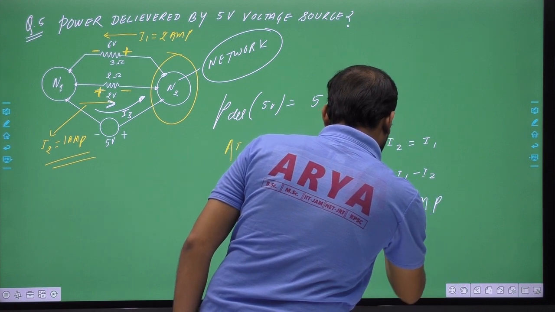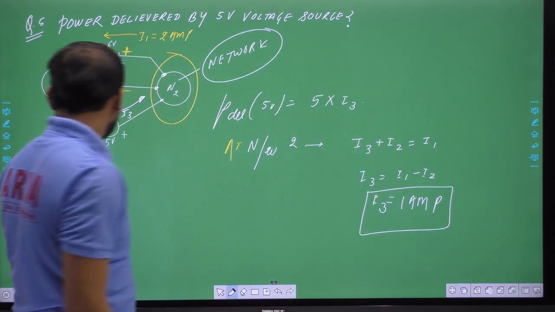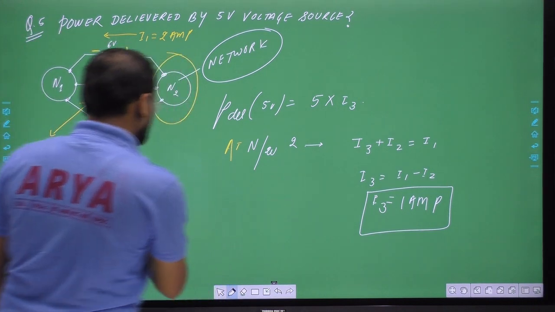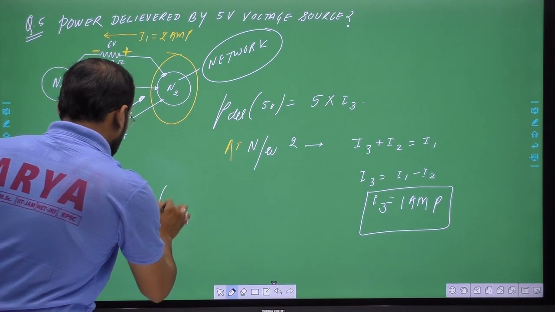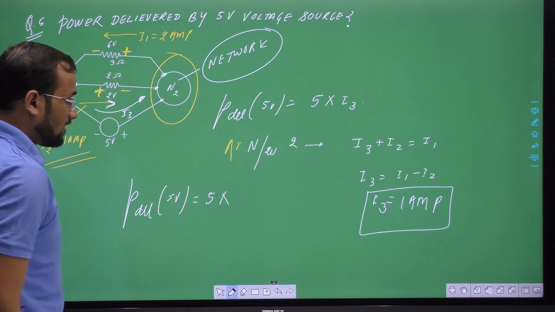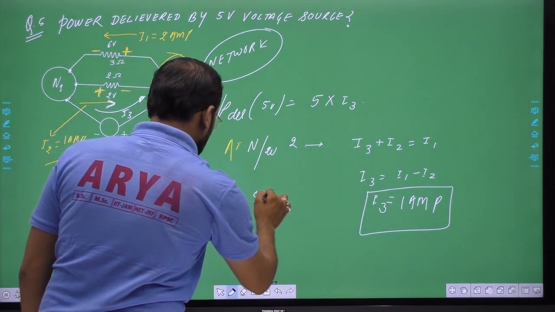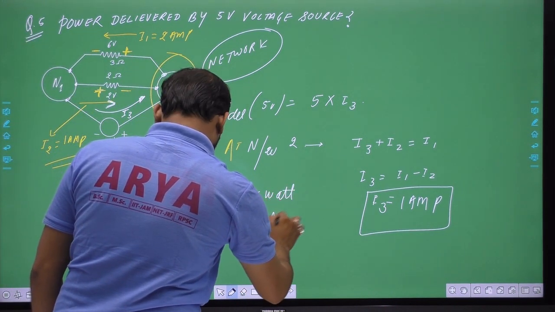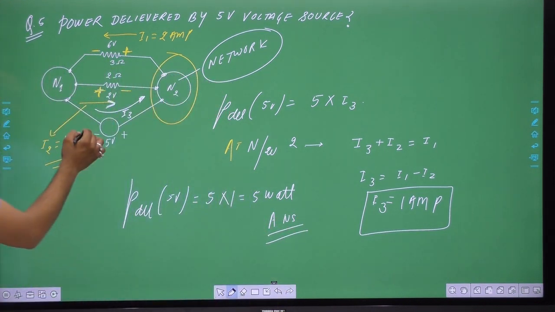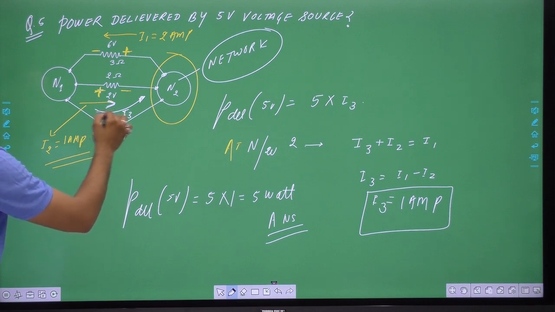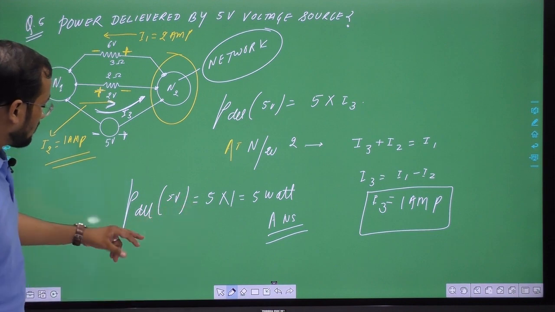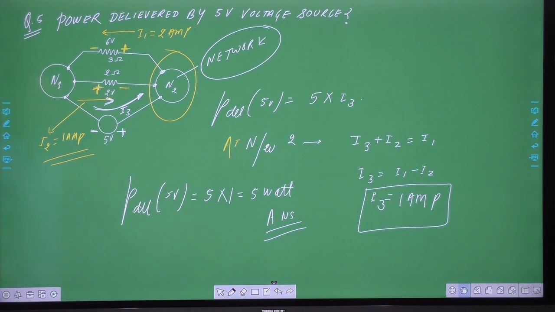What is the value of I3? I3 is 1 ampere, and if we find I3, then the power delivered by the 5 volt source is 5 multiplied with 1, which is equal to 5 watt. This is our answer. As this is a 5 volt source and current I3 is flowing from here with the value 1 ampere, the power delivered is equal to 5.